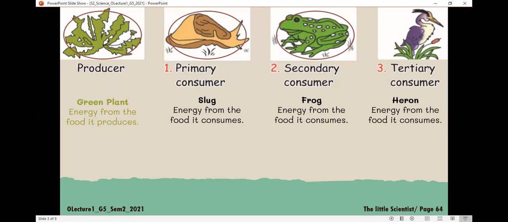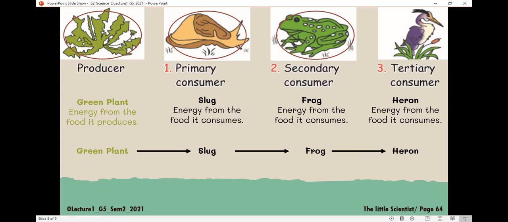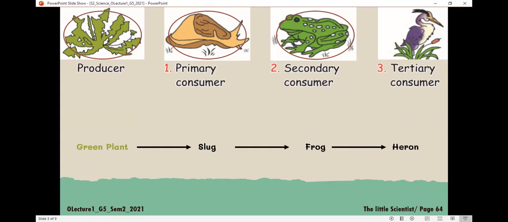Let's read this food chain together. The green plant takes the energy from the food it produces. The green plant is eaten by the slug. The slug is eaten by the frog. And the frog is eaten by the heron. And this is called a food chain.